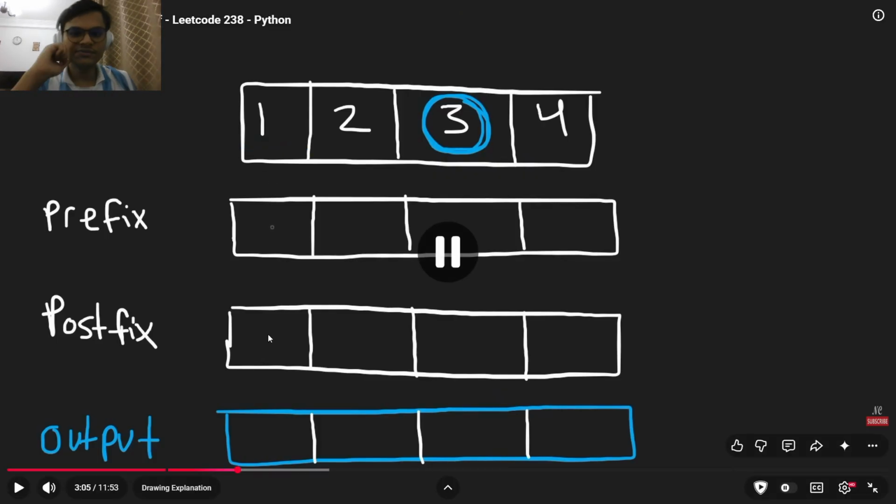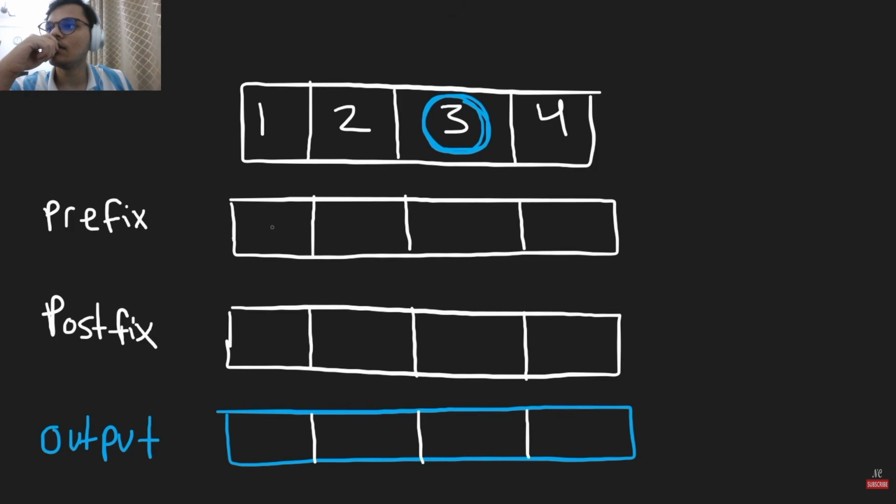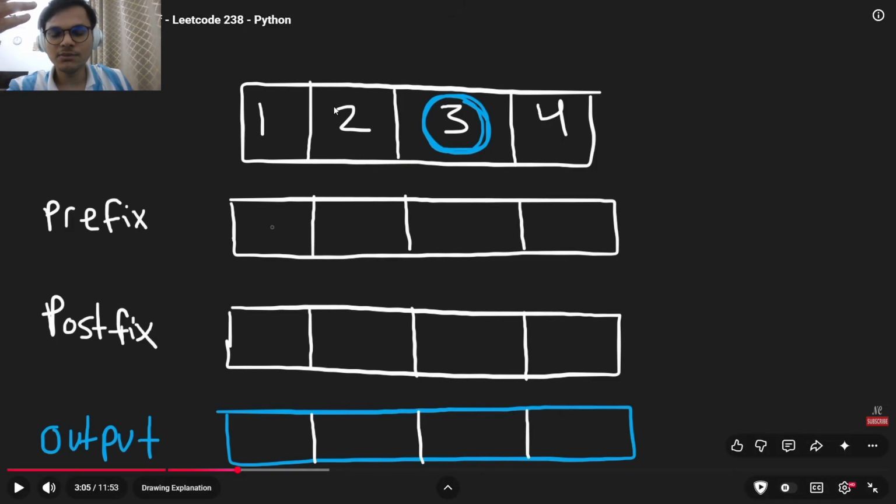Okay, so the way he's saying it is, one's prefix is one. Two's prefix multiplication is one. Three's prefix multiplication is two. Four's is that.